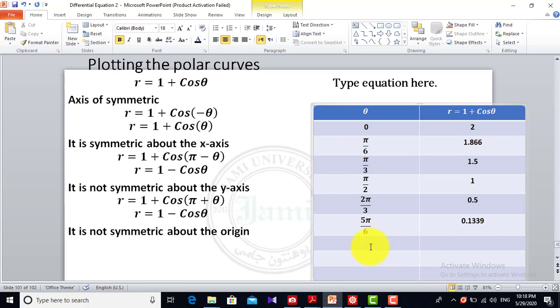The next step, for example, I will be giving 180 here. If I give 180, that is nothing but pi. If I give the value of pi, then this will become 0, because cos pi is minus 1. Minus 1 plus 1 is 0.